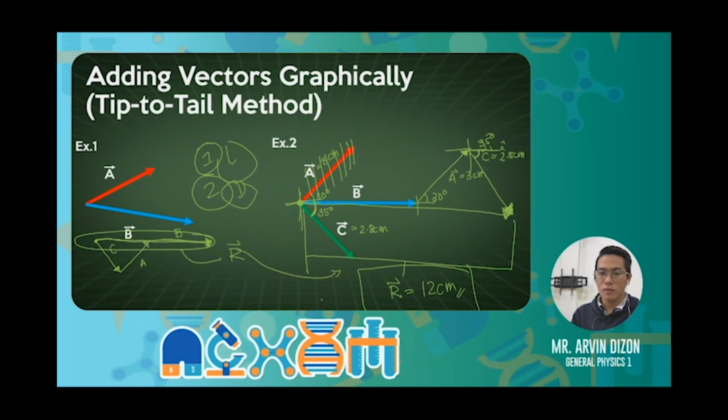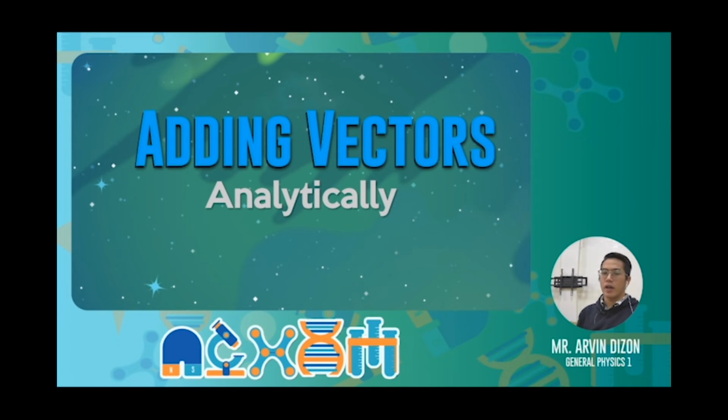Like this. Okay? Let's try A as the base. So this is vector A. Then, we now try to put vector B. So this is vector B. Then add vector C. As you can see here, from the origin of our base vector up to the end of vector C, we are still going to have the same result. We're now done on adding vectors graphically.